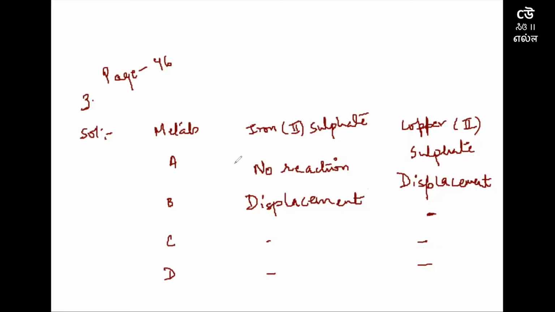So we have to use this table to answer the following questions about metals A, B, C, and D. The first part of the third question says, which is the most reactive metal depending upon the information provided in the previous table. So we'll answer this question by saying metal B is the most reactive one. Reason being, it gives a displacement reaction with iron 2 sulfate.